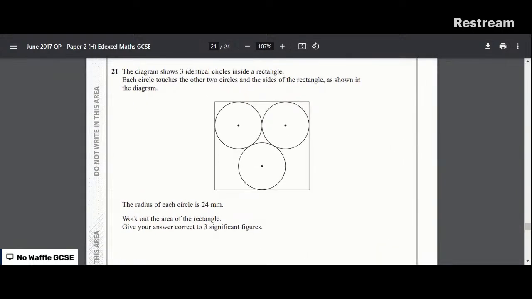The diagram shows 3 identical circles inside a rectangle. We're almost done with this, so let's continue. The diagram shows 3 identical circles inside a rectangle. Each circle touches the other 2 circles and the sides of the rectangle as shown. The radius of each of the circles is 24 millimeters. Work out the area of the rectangle.